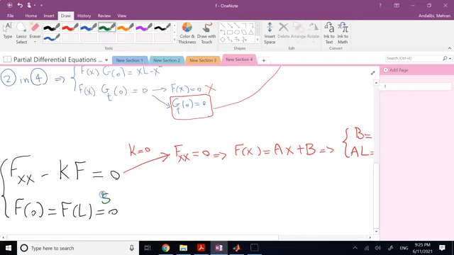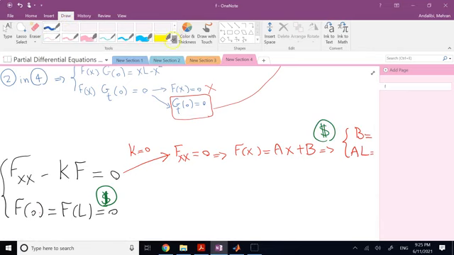Let me call this the dollar equation. So I'm going to plug here the dollar equation. Okay, what else? Well, can K be positive or negative? Let's look at those cases.